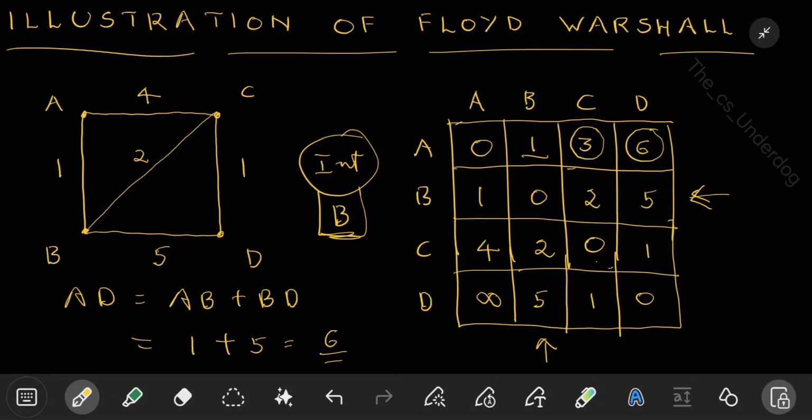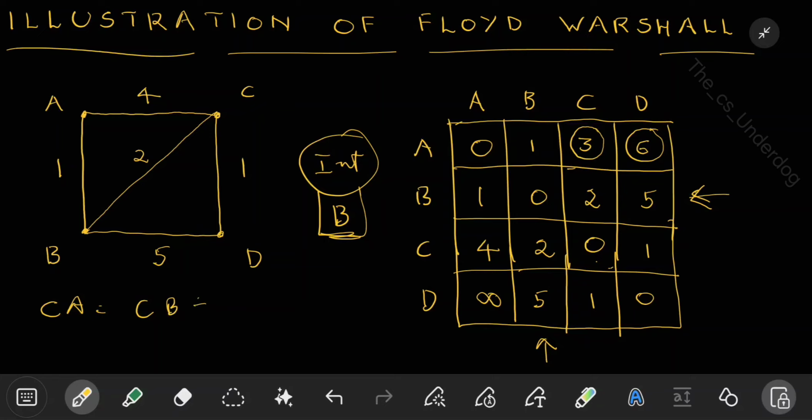This will remain as 5. This will remain as 1. Next one, let us take this one, CA. If you take CA, that will be CB plus BA. What is CB? CB is 2 plus BA is 1, it will give you 3. So the new value here, it was 4, we are updating it to 3. This will stay as 2. This will stay as 1. So these are the updations we are doing in this iteration.